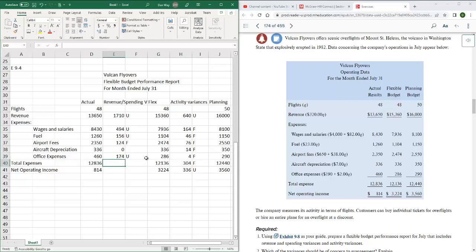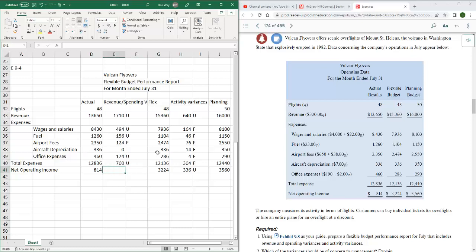Okay, and then let's do the total expense line here. Again, we could net out the individual expense variances if we wanted. Since we've got the total, probably easiest just to do that. 12,836 minus 12,136 for a difference of 700. Actual is greater than flex, so there's an unfavorable spending variance there at the total expense line.